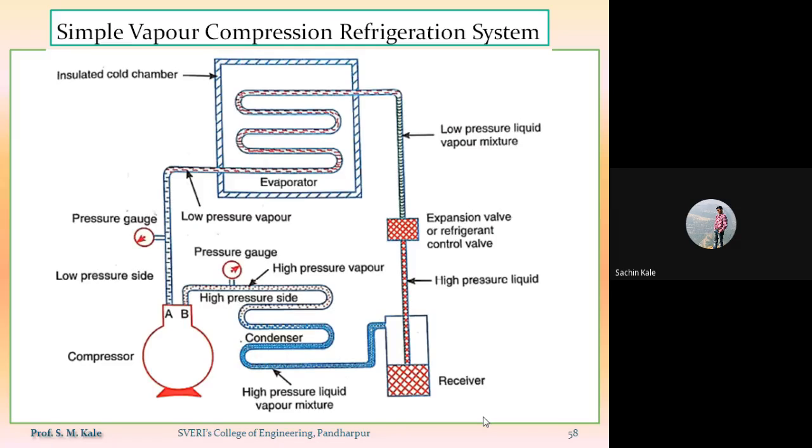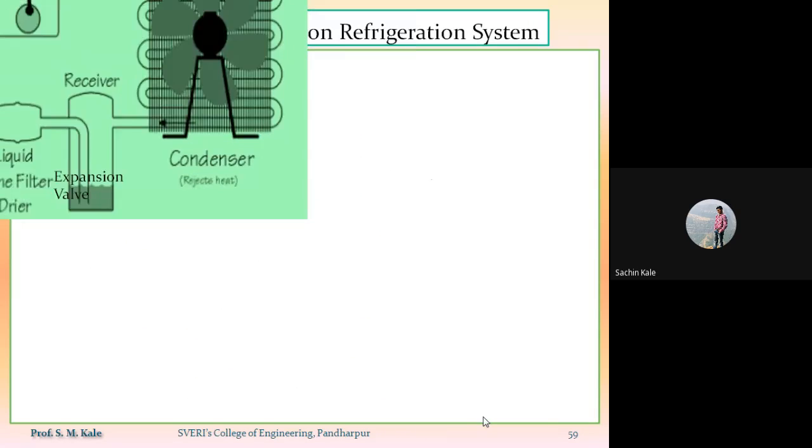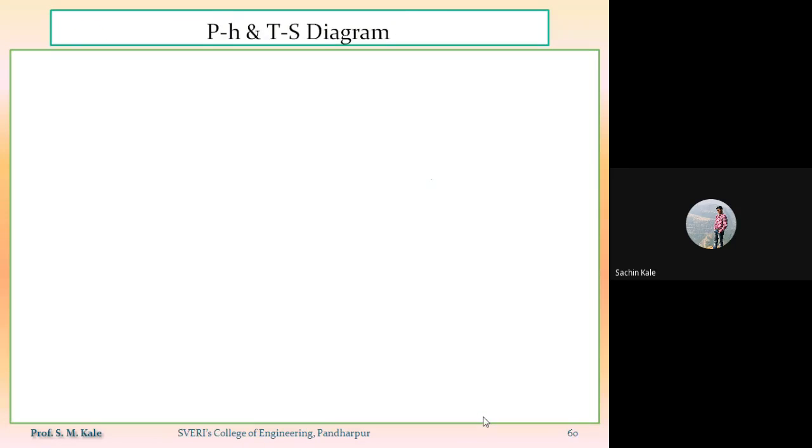We know that there are basically 4 parts, and we have seen the functioning of those 4 parts also. After that, if I want to represent the vapor compression refrigeration system for analysis purposes, then I have to represent it on the p-h and T-s chart. Why on the p-h and T-s chart?